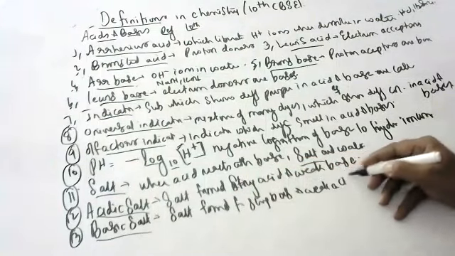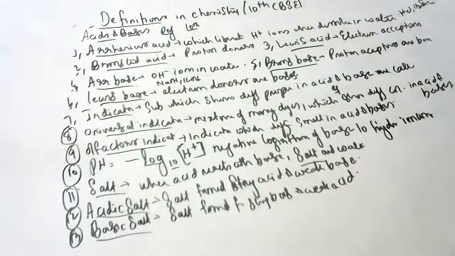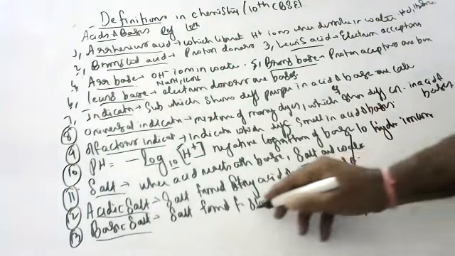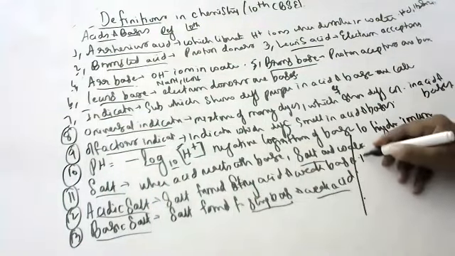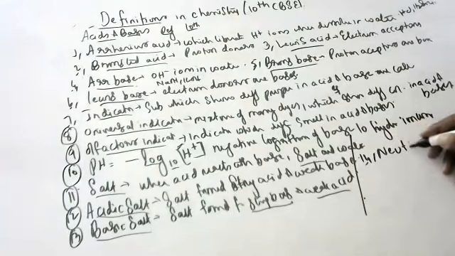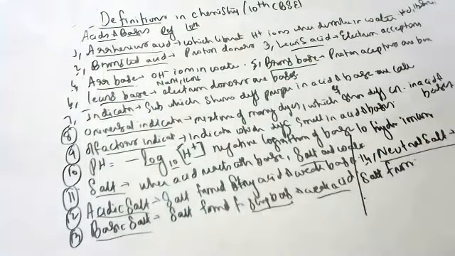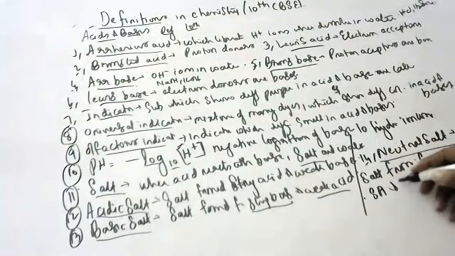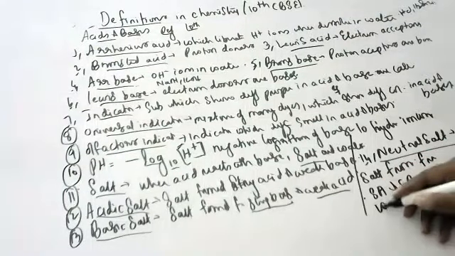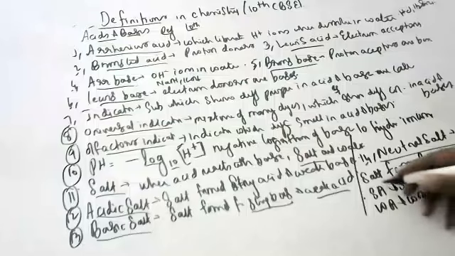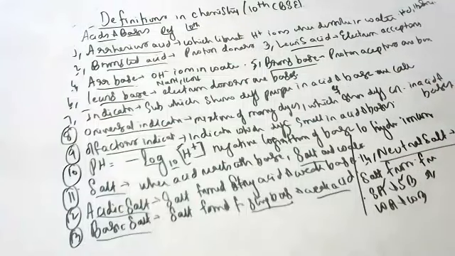Please write all definitions in your books, children. Please go through before examinations. Okay. Next, strong base, weak acid is basic salt. Next, what is neutral salt? Salt formed from strong acid and strong base, or weak acid and weak base. Strong acid, strong base also will give you neutral salt. Weak acid and weak base also will give you neutral salt.